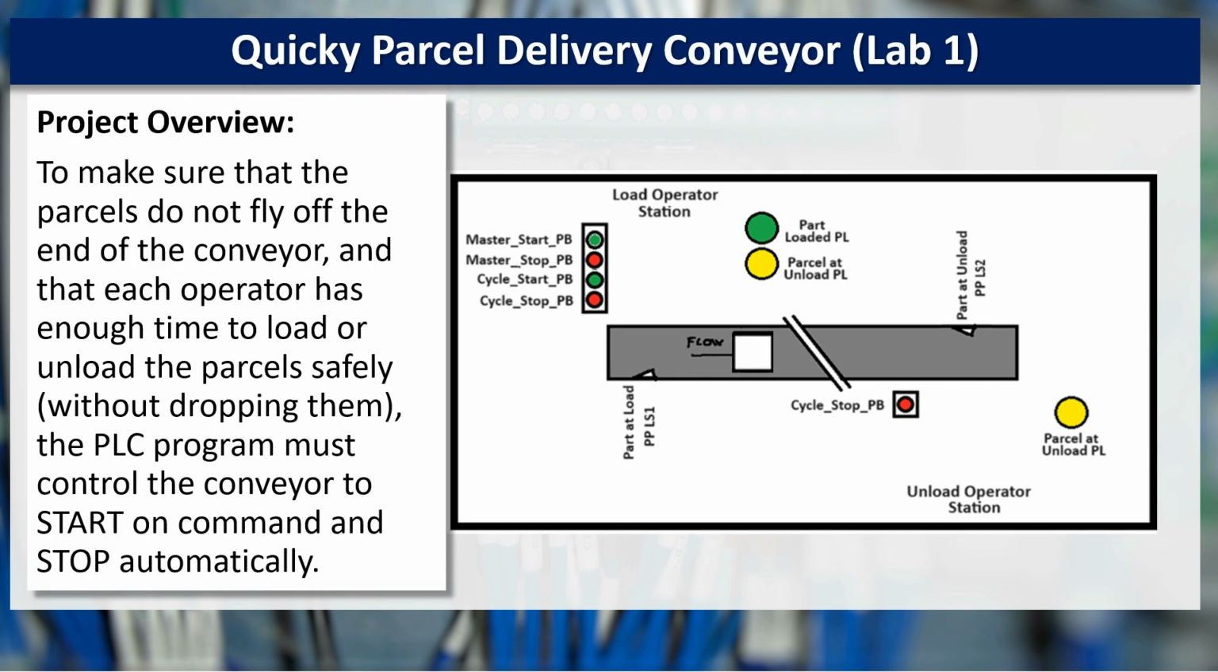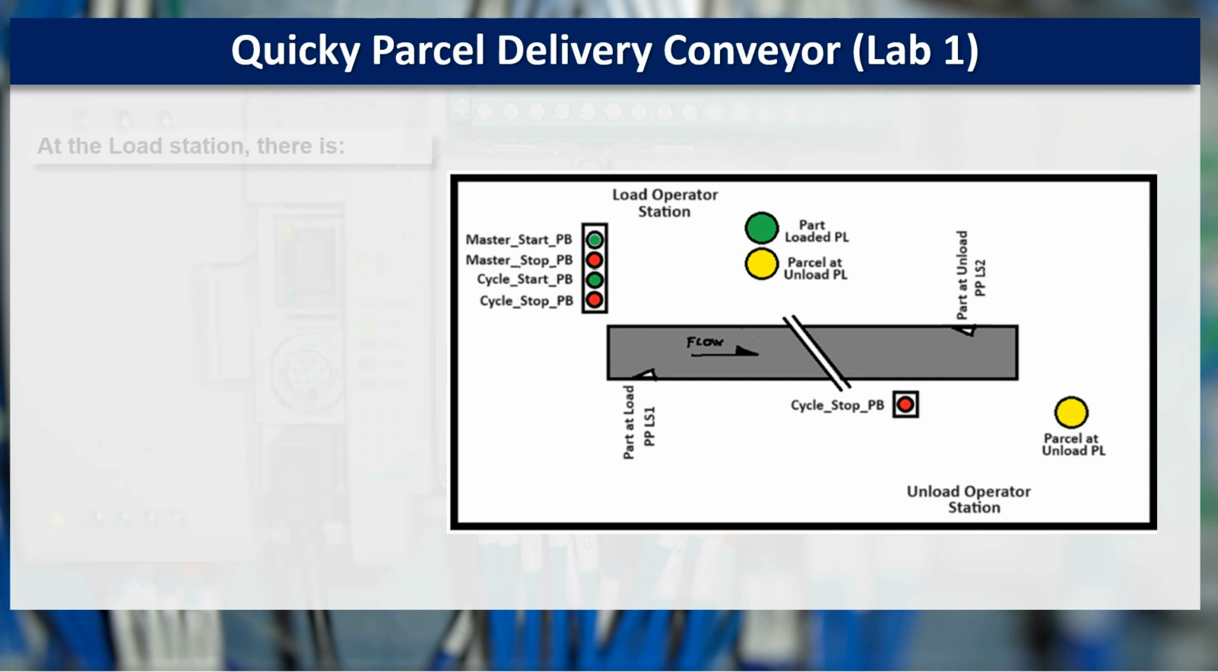To make sure that the parcels do not fly off the end of the conveyor and that each operator has enough time to load or unload the parcels safely without dropping them, the PLC must control the conveyor to start on command and stop automatically. Let's see what equipment is involved.